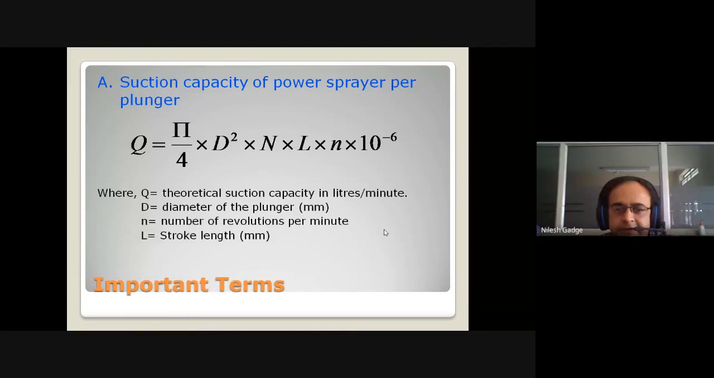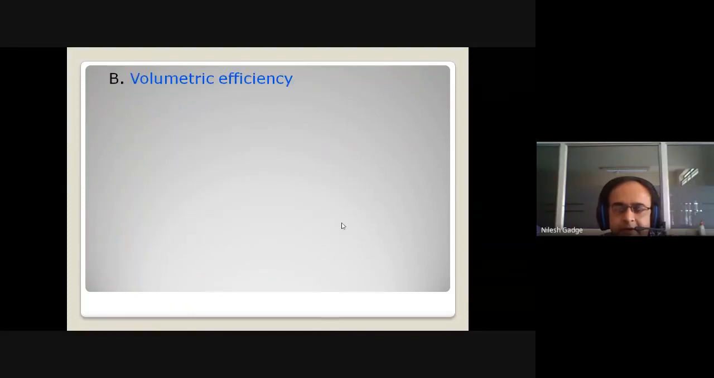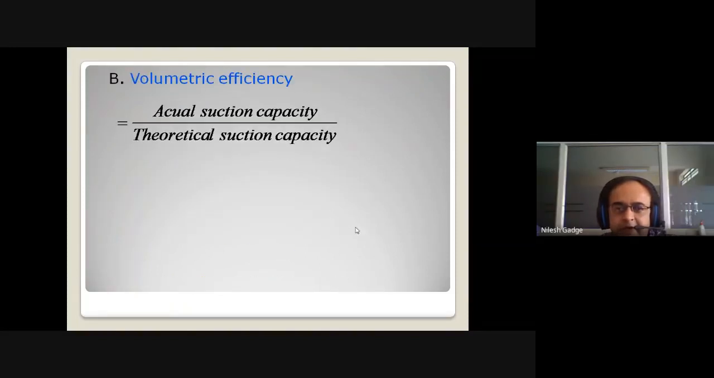So we have seen the first term. Then write down the second formula or the term, volumetric efficiency. Write down this: volumetric efficiency is equal to actual suction capacity and theoretical suction capacity.